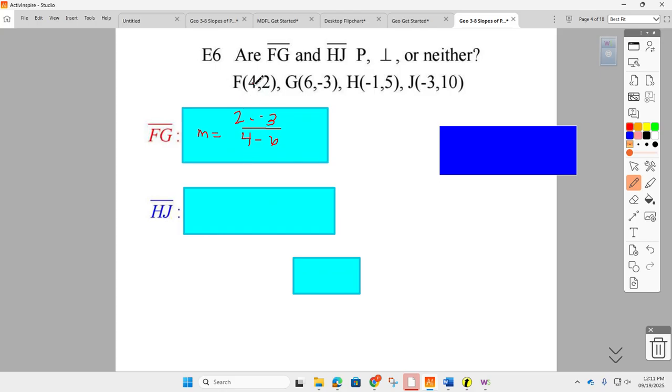(4, 2), (6, -3) is second. So if you do that on your calculator, you're going to see that 2 minus -3 is 5, 4 minus 6 is -2, right? So it's -5/2. Any questions about how to find the slope of that segment? So go ahead and find the slope of HG.